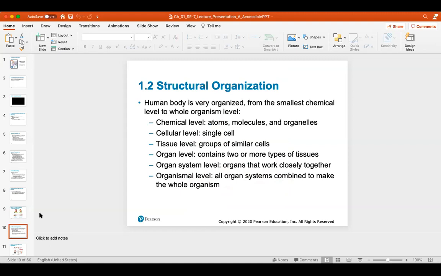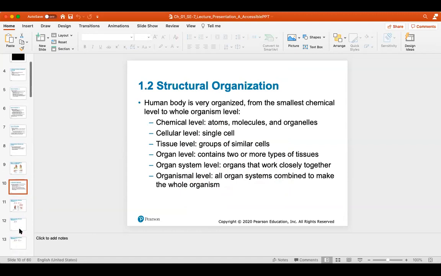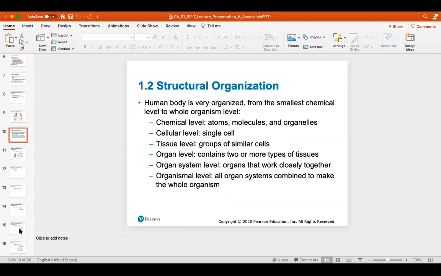The human body is very organized, from the smallest chemical level to the whole organism level. If you had me for anatomy, I taught anatomy many semesters ago, now I can't remember, I focus a lot on this structural organization, and I want you guys to know this organizational structure as well, because it gives you a bird's eye view and then you work your way into how the body is structurally organized.